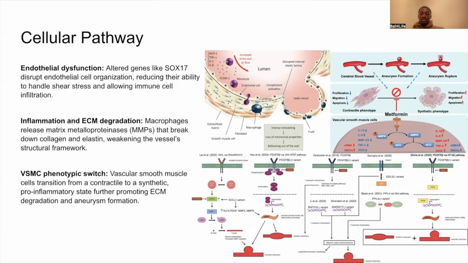This makes it easier for inflammatory cells like macrophages to infiltrate the vessel wall. These immune cells release matrix metalloproteinases, enzymes that degrade collagen and elastin. If you think of collagen as like the rebar support of a concrete wall, these enzymes essentially cut those supports off. At the same time, vascular smooth muscle cells begin to shift from a contractile phenotype to a synthetic phenotype, meaning instead of maintaining vessel tension, they start producing inflammatory cytokines and ECM degrading proteins. This phenotypic switch is a hallmark of aneurysm development. Together, these cellular events, endothelial dysfunction, inflammation, and ECM degradation, weaken the arterial wall until a bulge forms.